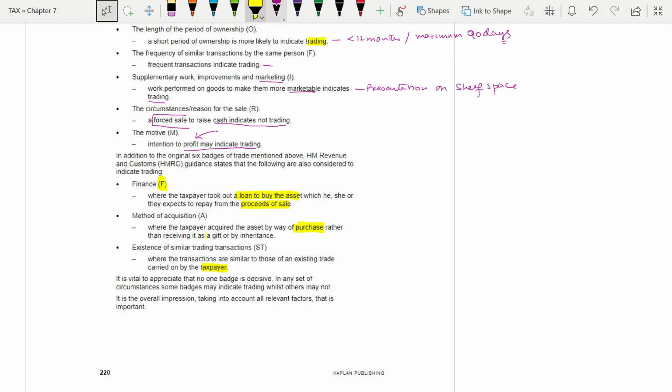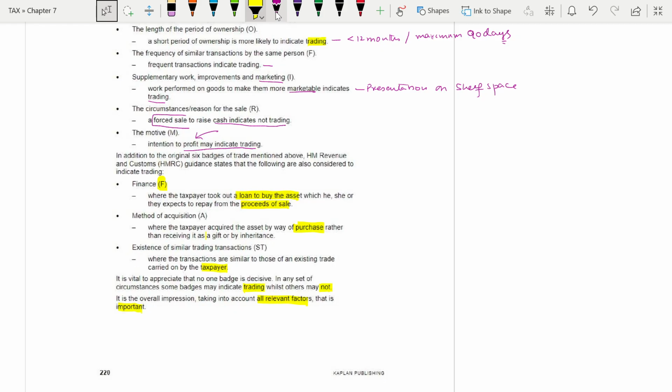Is that where there is buying and selling? It is vitally important to appreciate that no one badge is decisive. There is no specific thing. In any set of circumstances, some badges may indicate trading, some badges may not. There is no hard and fast rule. It is the overall impression, taking into account all relevant factors. This is important.